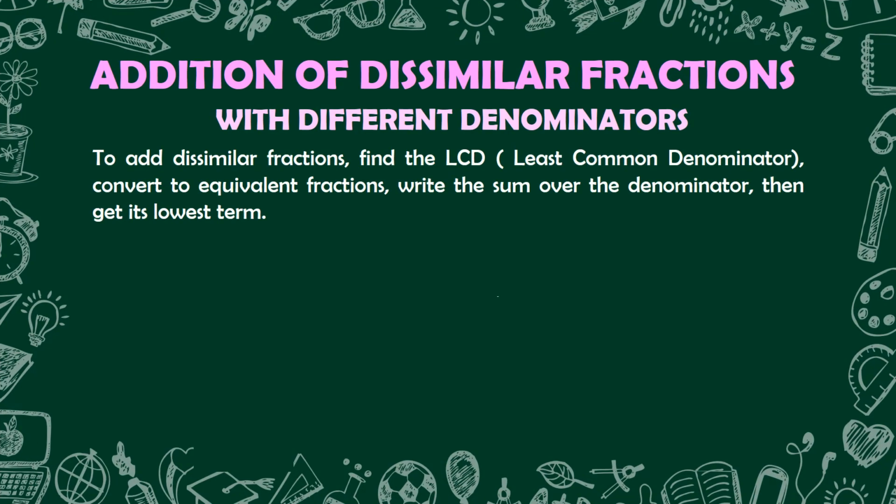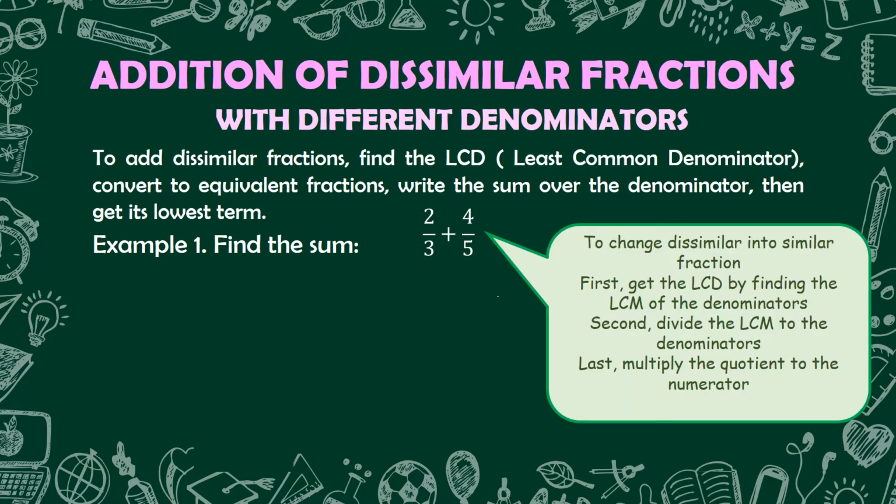Next is addition of dissimilar fractions, or the fractions with different denominators. To add dissimilar fractions, find the LCD or the least common denominator, convert to equivalent fractions, then write the sum over the denominator, then get its lowest term. Let us have an example. Find the sum of 2 over 3 plus 4 over 5.